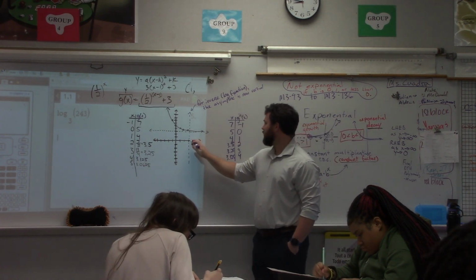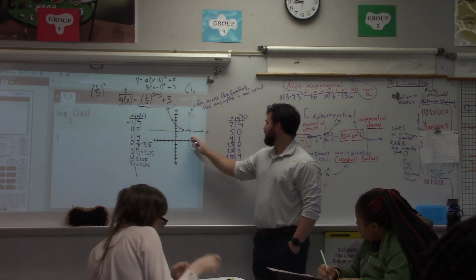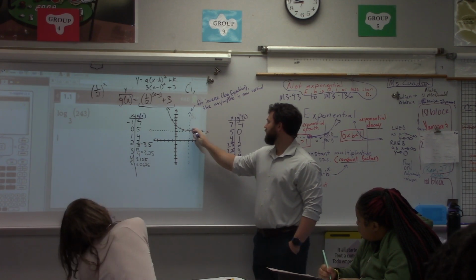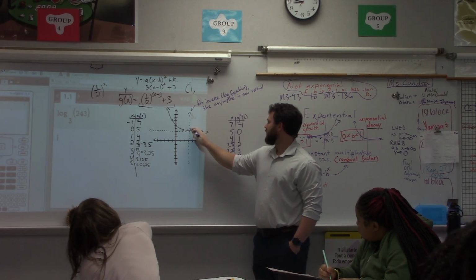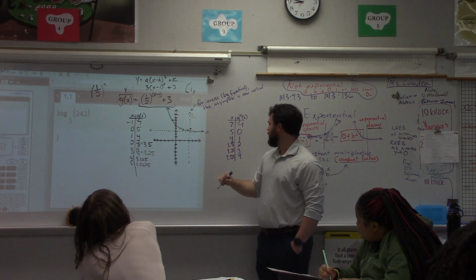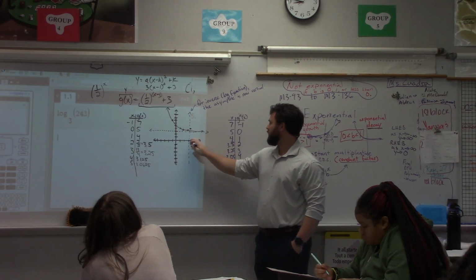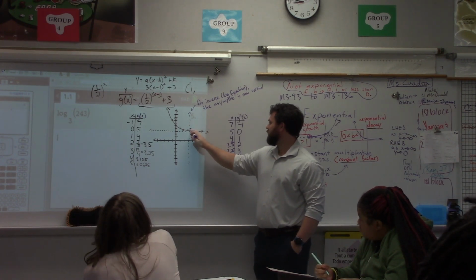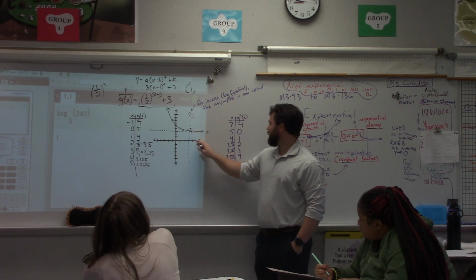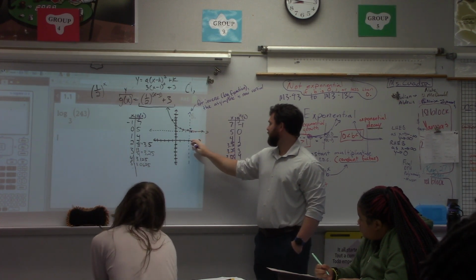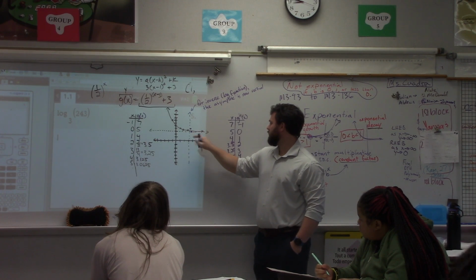So 3.125, 1, 2, 3, 4. And so just graph your points now. 3.25, 3. 3.52. That's a little too far.